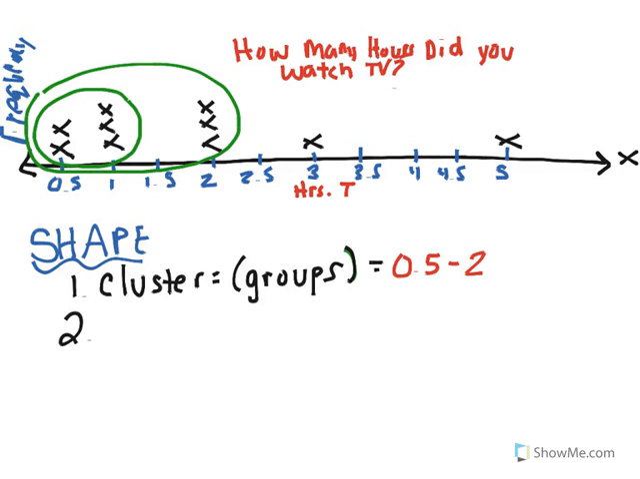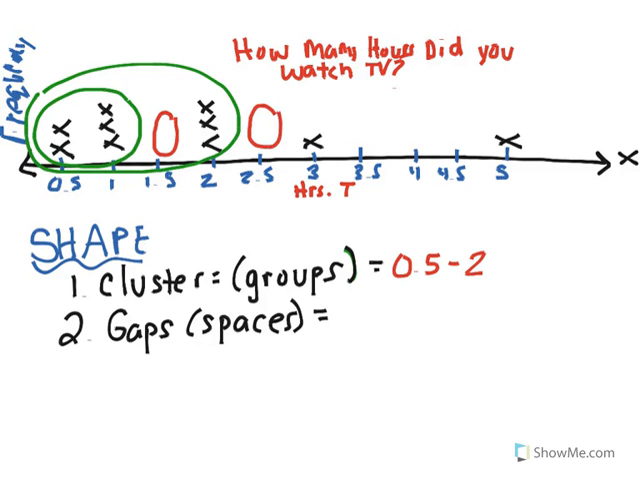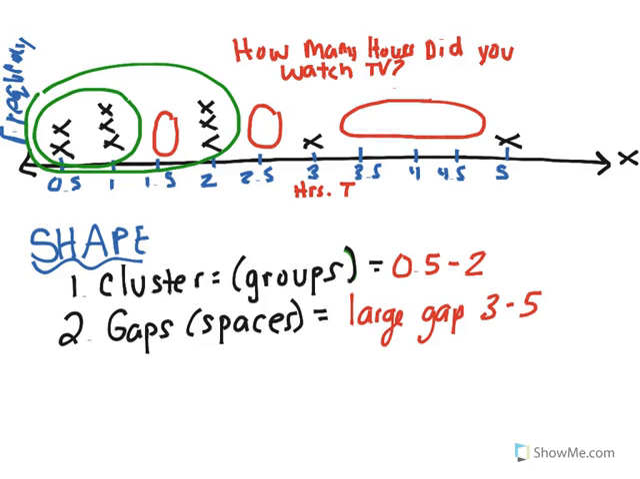The other thing you can talk about are gaps. And gaps are really spaces. They're places where you don't see any data. And sometimes these are big gaps and sometimes they're small gaps. I'm seeing a couple gaps here. I see a very small gap here, and I see another small gap here. And small gaps we don't really pay that much attention to. But what I really notice is a really large gap here. There's a large gap between 3 and 5 hours of TV. And if you notice, there's only one person who actually watched 5 hours. And 5 seems pretty excessive for one night.